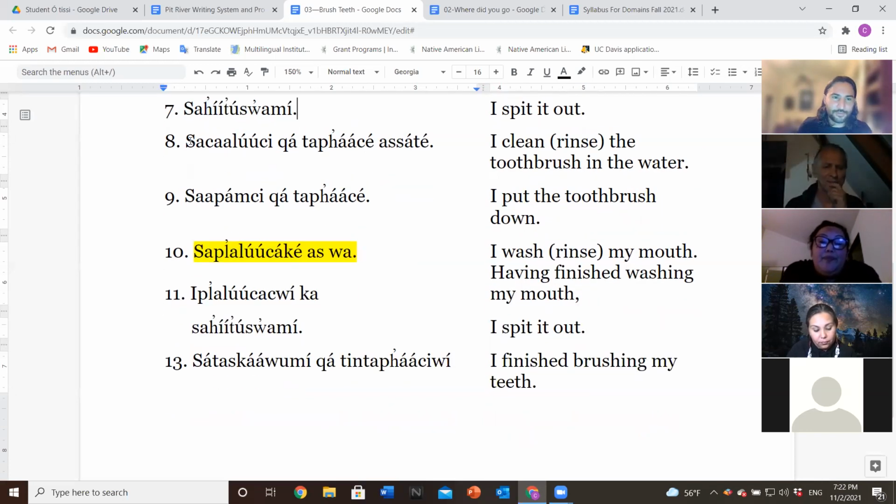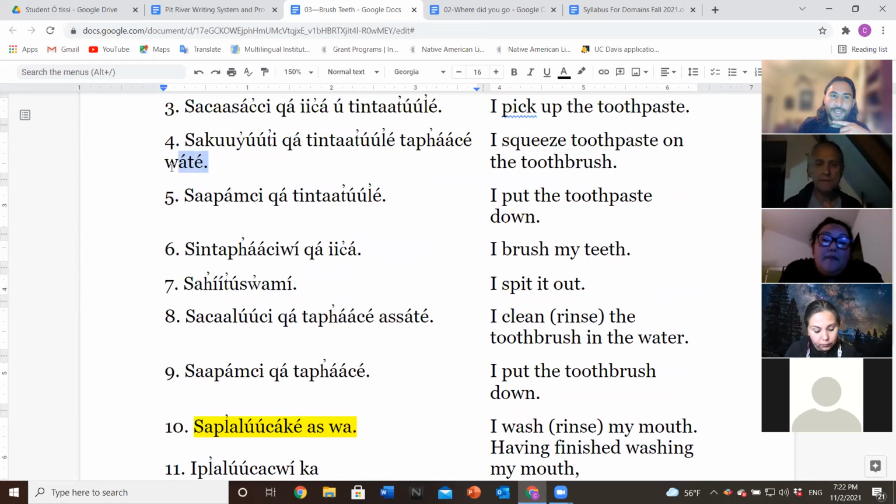And then next we have sajaluji ga daphaje asare. So I clean the toothbrush in the water, right? Rinse it off. Sajaluji. That's like I clean it off. Ga daphaje. So the toothbrush, and then water is us, right?